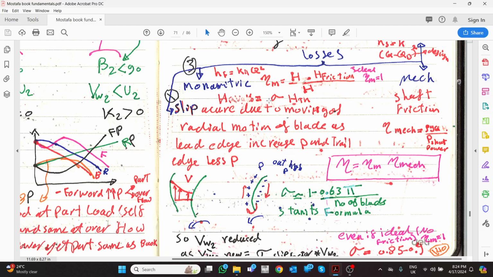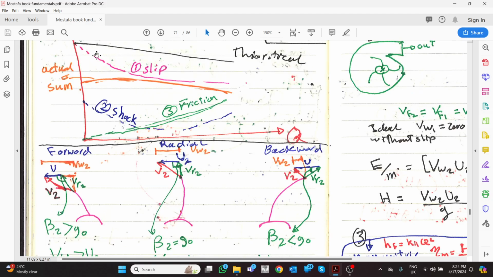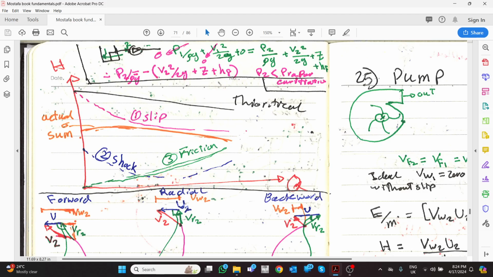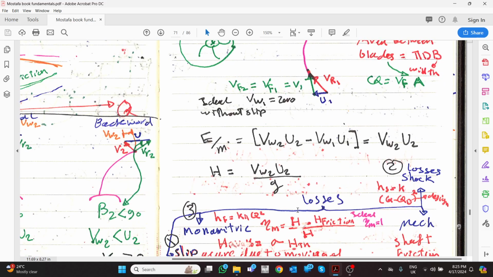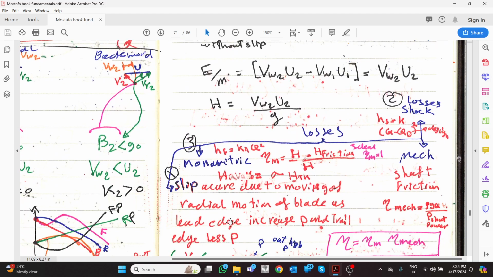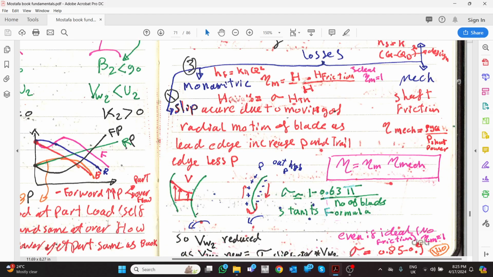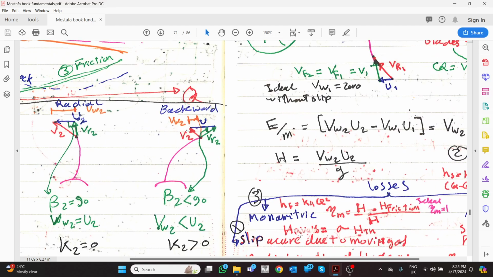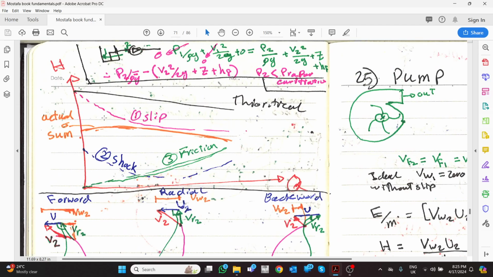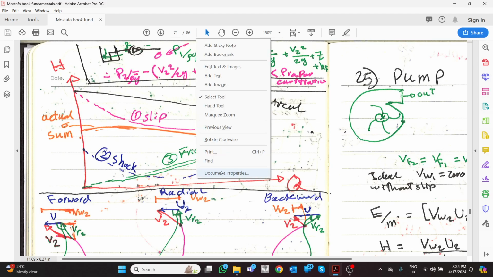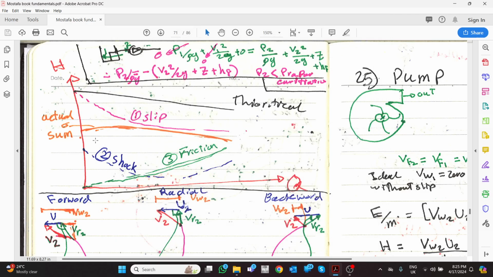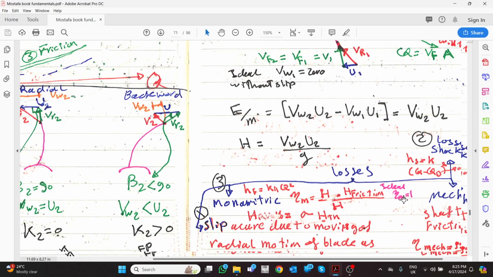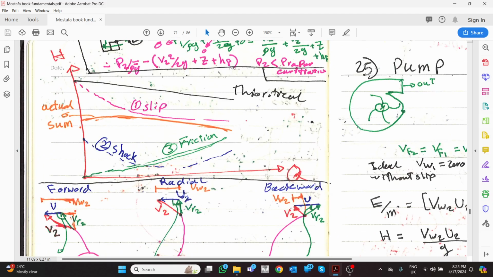So due to the slip, it will act like this. While you are increasing the Q, you are reducing the head from here. Slip equals the slip. And the same concept also, if you have shock, the losses will be like this. And due to the friction, which is manometric, it will create like this.